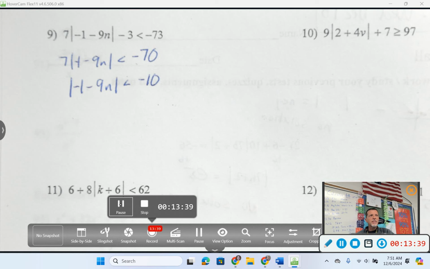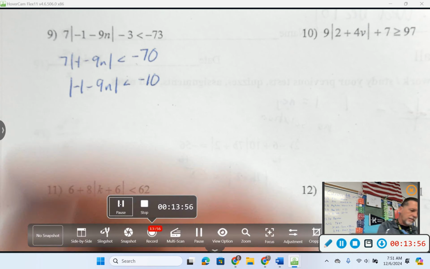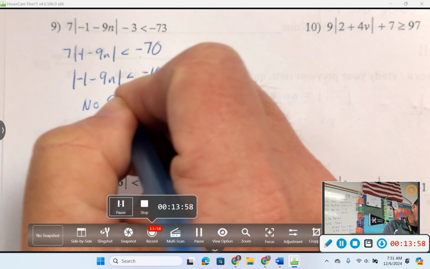Absolute value is less than negative. When is an absolute value less than a negative number? That doesn't make sense. So yeah, this is no solution. Again, be super careful. If you just keep working this using the process, you should still get no solution, but it's a whole lot easier if you recognize what's going on.